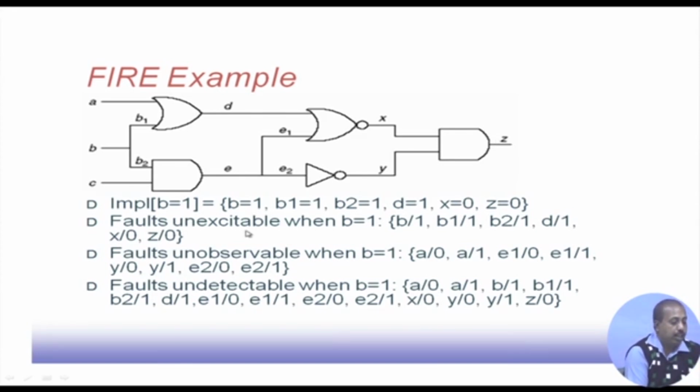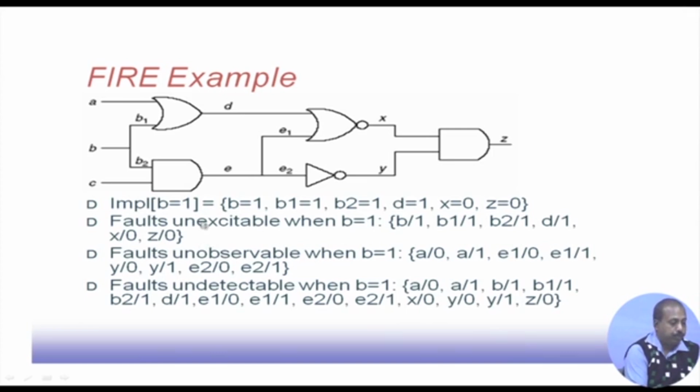Now, faults which are unexcitable when B equal to 1. We cannot check B stuck at 1 because this will require the B line to be at 0. Similarly, if we want to check B1 stuck at 1, that is also not possible because I need a 0 at this point, which is not possible. Similarly, B2 stuck at 1, D stuck at 1, X stuck at 0 and Z stuck at 0. So, these faults cannot be excited when B is equal to 1.